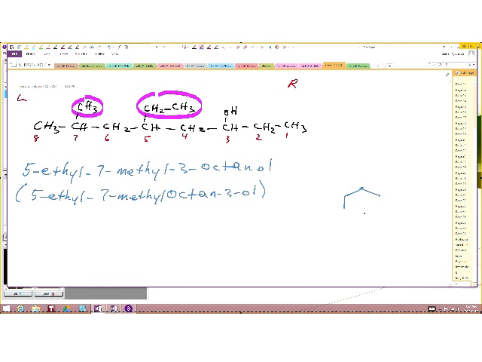If you have a hydroxy group attached to the ring, in this case, you do not have to indicate the position of the hydroxy group. Okay, so this becomes cyclohexanol. Supposing we have this.